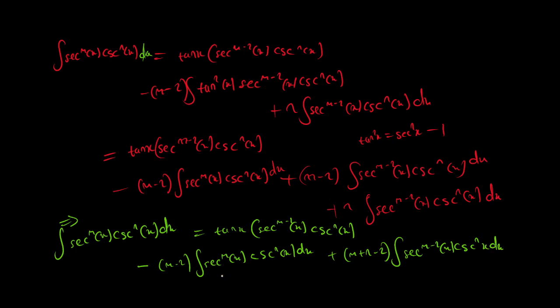So if you notice here now, we see that we are onto something now. This integral here and here are the same, so we can move this to the left hand side, and I think we're going to get m minus 2 plus 1, which is m minus 1.